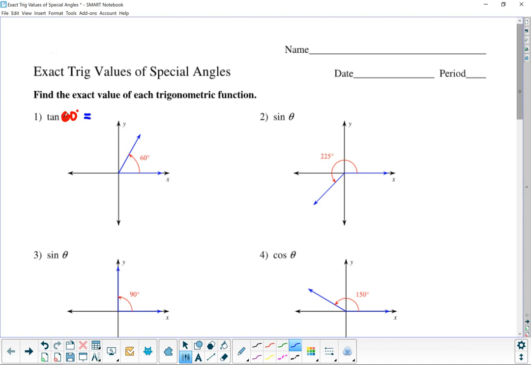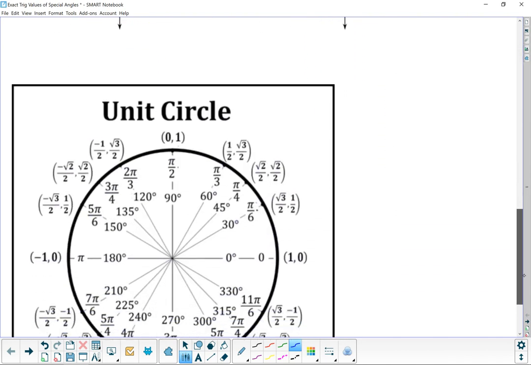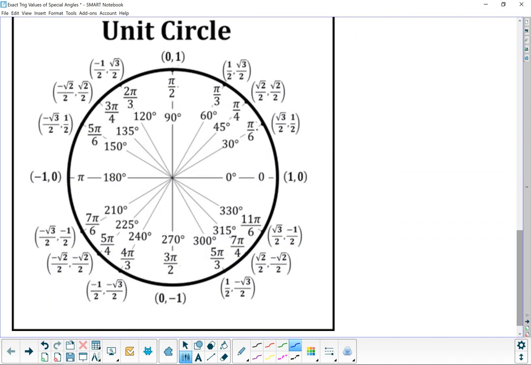Right, so utilizing your unit circle. This is actually much easier than what we did in class because we're only looking for one thing, tangent of 60. So 60 degrees is right here. That's the angle right there, 60 degrees, right? And tangent, we know, is going to be the sine, which is the y value, divided by the cosine, which is the x value. So we're doing radical 3 over 2 divided by 1 over 2.